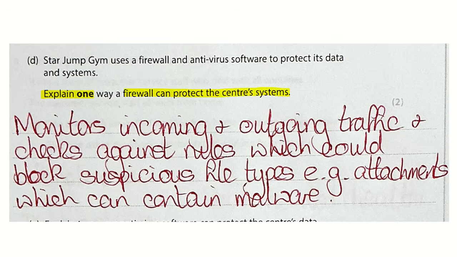So I've gone through this, my explanation. Here is my point. It monitors the incoming and outgoing traffic. And then my expansion, it checks it against the rules, and then it could block suspicious file types. I've gone a little bit further because it will help you with revision, but to say it could block attachments which contain malware. This answer would have got 4 marks with the 4 marks available.